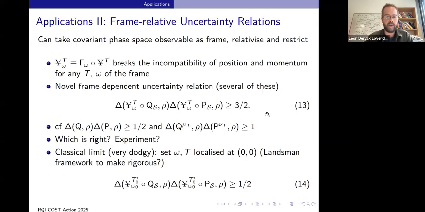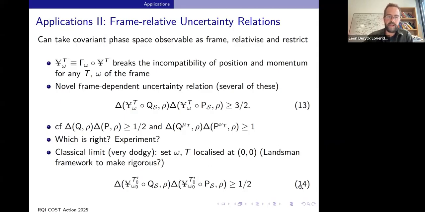I'm not going to spend too long on this, but one gets a new uncertainty relation. So we have the measurement uncertainty relation and the standard preparation uncertainty relation, but we get something that is neither of these things. If we relativize and restrict the self-adjoint position and the self-adjoint momentum relative to the same quantum reference frame, the same covariant phase space observable, we get a larger lower bound on the uncertainty product, which I think is quite fascinating. It's an interesting question.